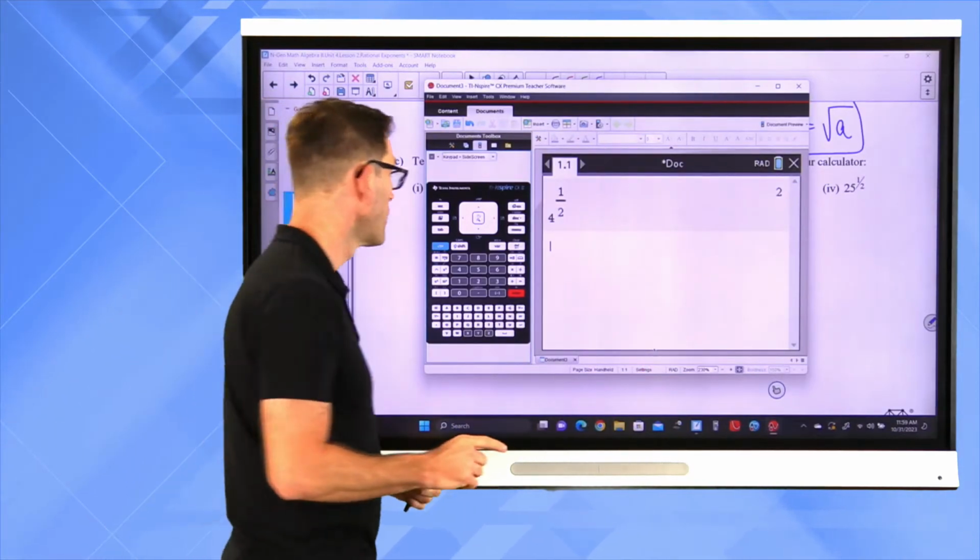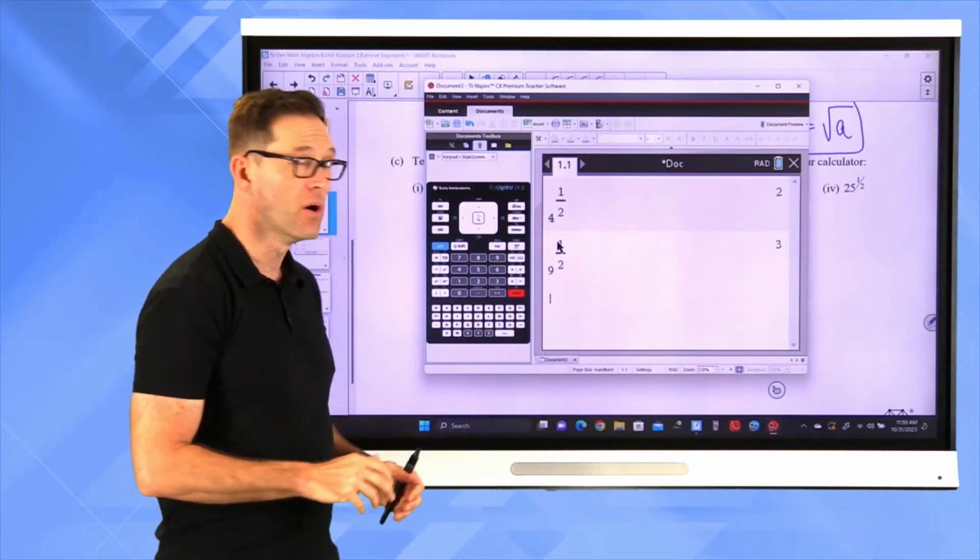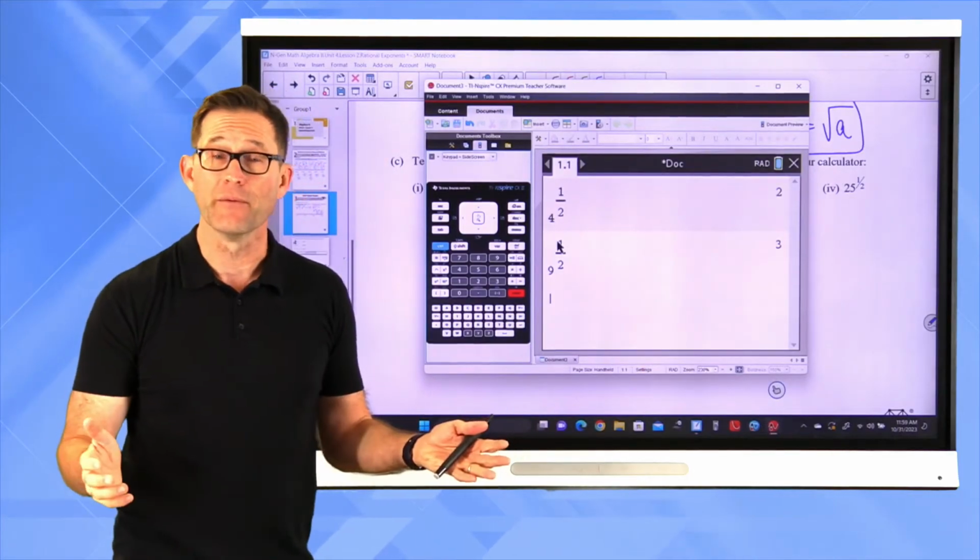It doesn't, right? So if I take 9 and raise it to the 1/2 power, boy, that didn't work. One more time. To the 1/2 power. There we go. I get 3. And as we know, the square root of 9 is 3.